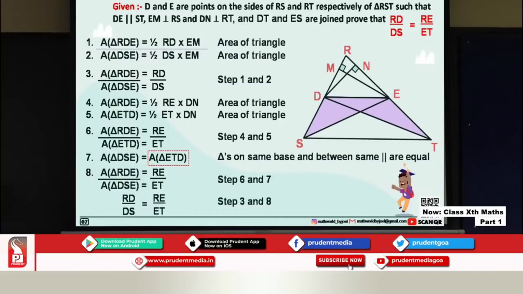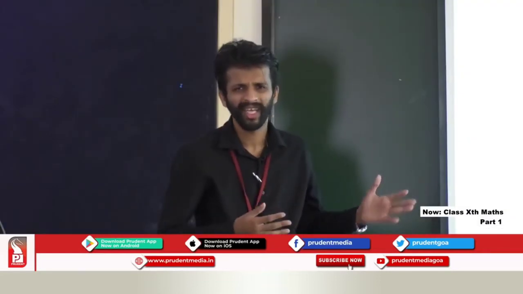Given D and E are points on the sides RS and RT respectively of triangle RST such that DE is parallel to ST, EM is perpendicular to RS and DN is perpendicular to RT, and DT and ES are joined, prove that RD upon DS is equal to RE upon ET. So much information, and when you just read it, it becomes very difficult to understand unless you have a figure.